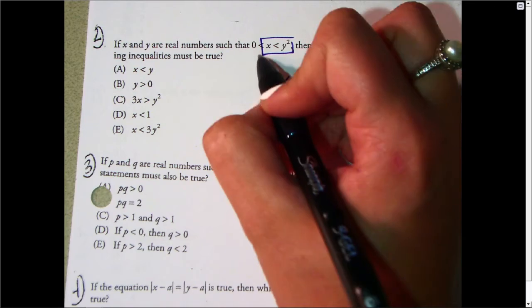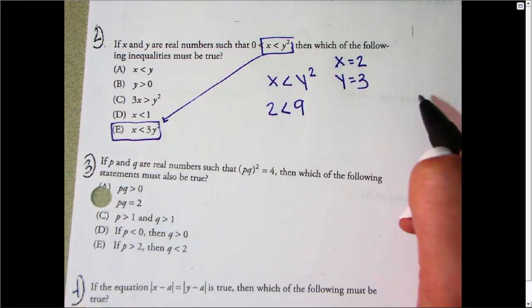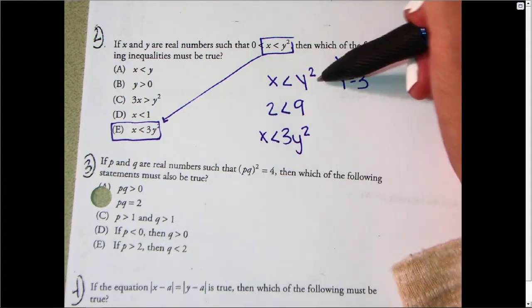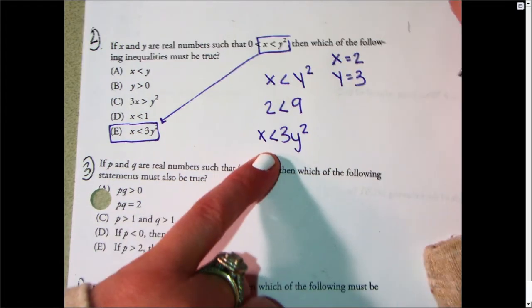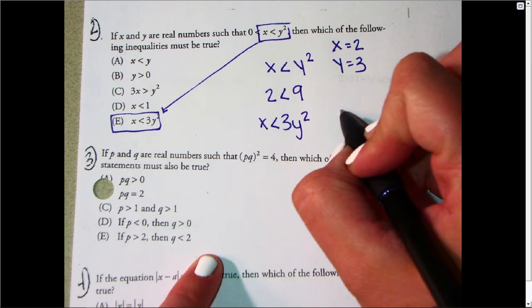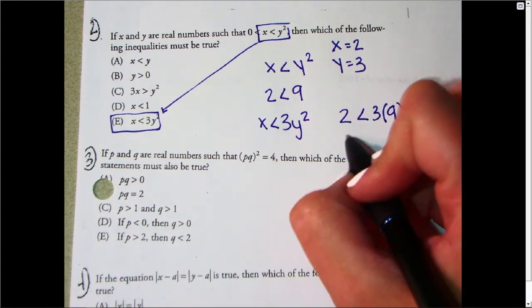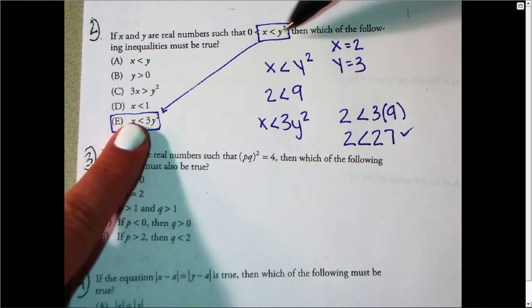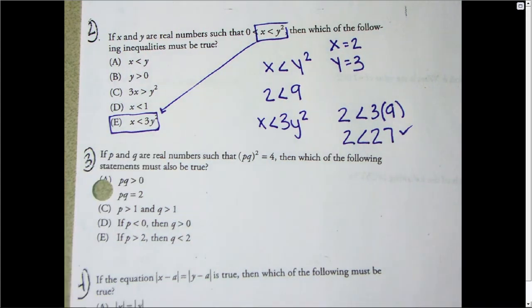Looking at my answer choices, if I look at option E, x is less than 3y squared. If x is already less than y squared, x is definitely going to be less than 3y squared. So if we were to plug that in, we would get 2 is less than 3 times 9. 3 times 9 is 27. 2 is less than 27. That's definitely true. If x is less than y squared, x will always be less than 3y squared. So don't overcomplicate it. Just look at the problem and kind of analyze your answer choices from there.